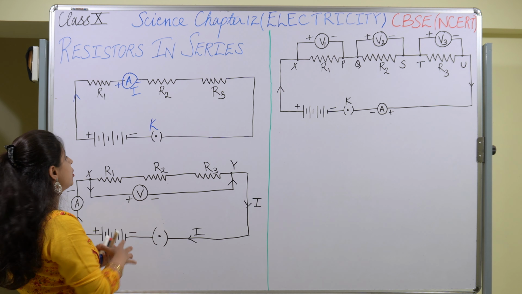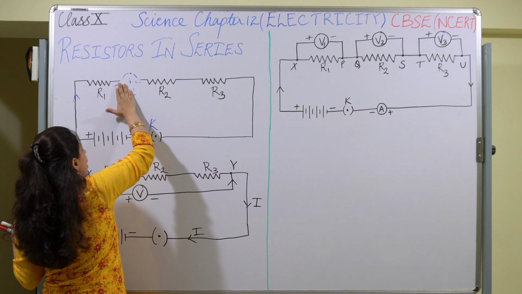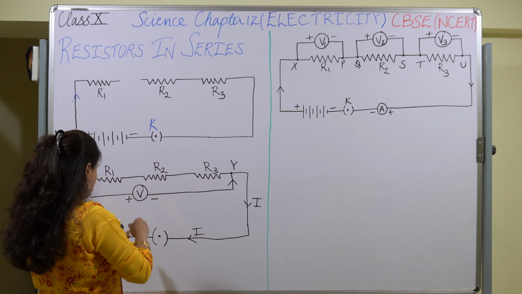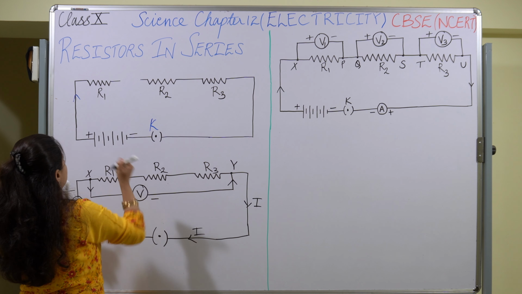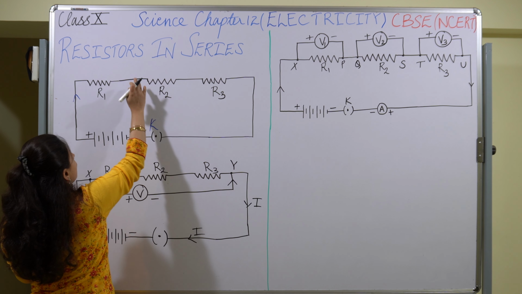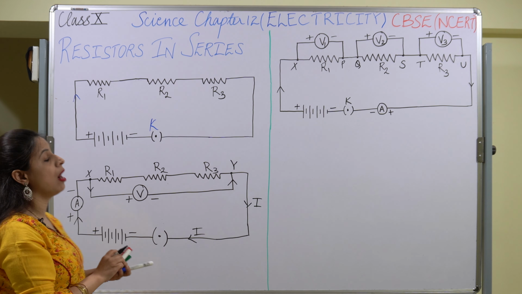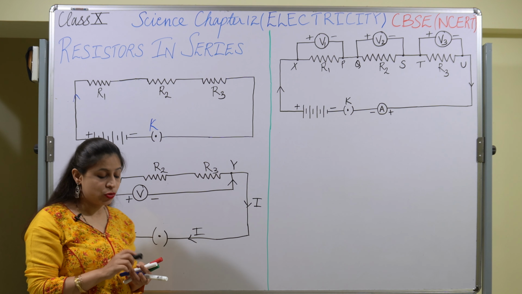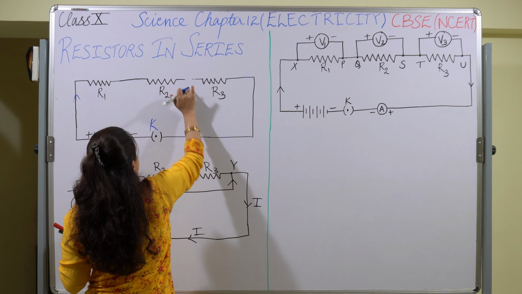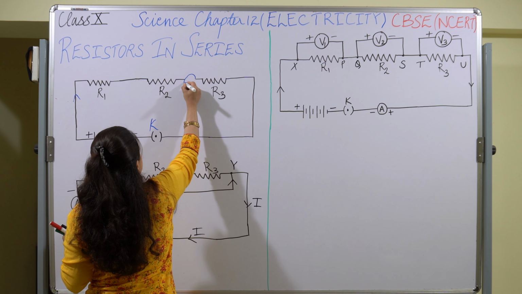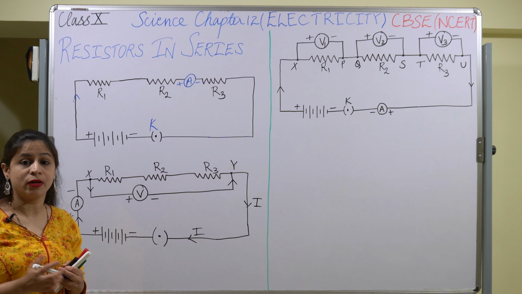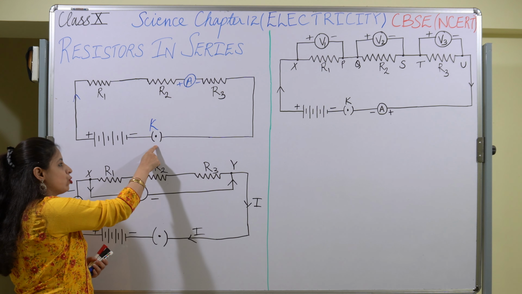Now again switch off the key and remove the ammeter from here also. Place it between R2 and R3. Now again switch on the key.